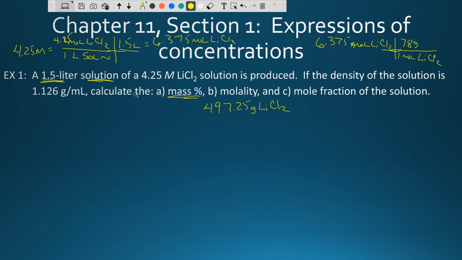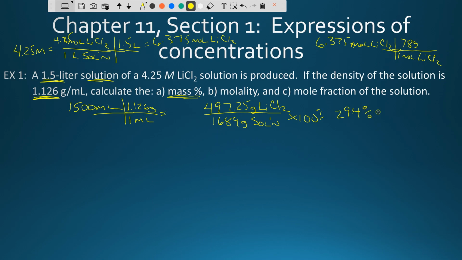And mass percent is mass of your solute over mass of the entire solution. So if I have 1.5 liters worth, and this is the density, I've got all my pieces. 1.5 liters is the same as 1,500 milliliters. And so if 1 milliliter has a mass of 1.126 grams, the entire solution then has a mass of 1689. And if I multiply that by 100%, I end up with 29.4% lithium chloride solution. Okay, so pretty straightforward. Watch out for those little tricks though, converting your density.